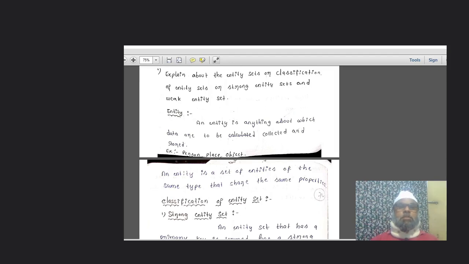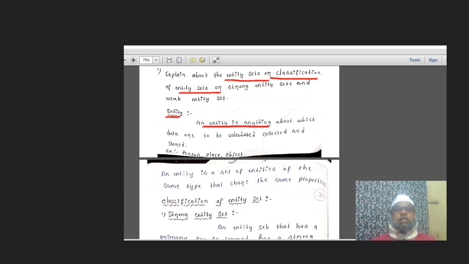Welcome to DBMS class. Today we are going to discuss the classification of entity sets. Before discussing entity sets, first of all you should know what an entity is.